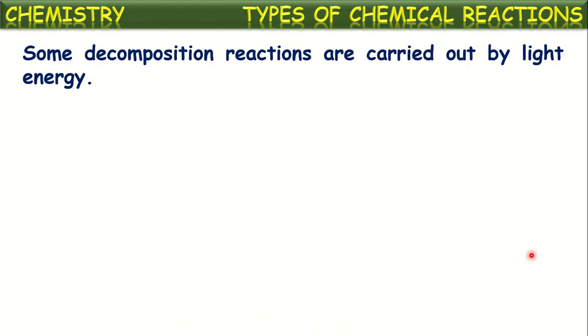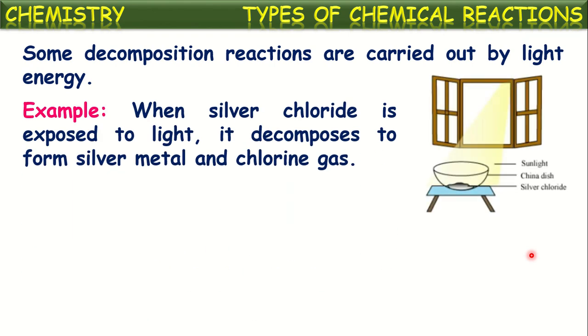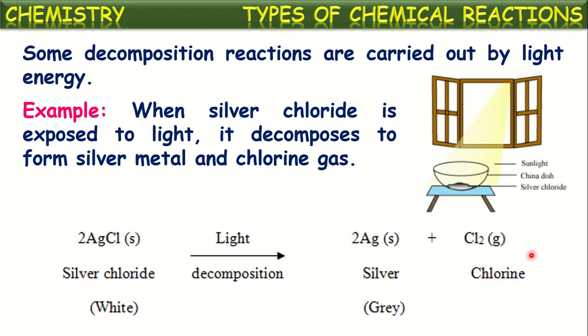And some decomposition reactions are carried out by light energy also. For example, when silver chloride is exposed to light, it decomposes to silver metal and chlorine gas. So what's happening here? A compound splitting into two simpler substances. So it is a decomposition reaction. And this decomposition is occurring in the presence of light energy.